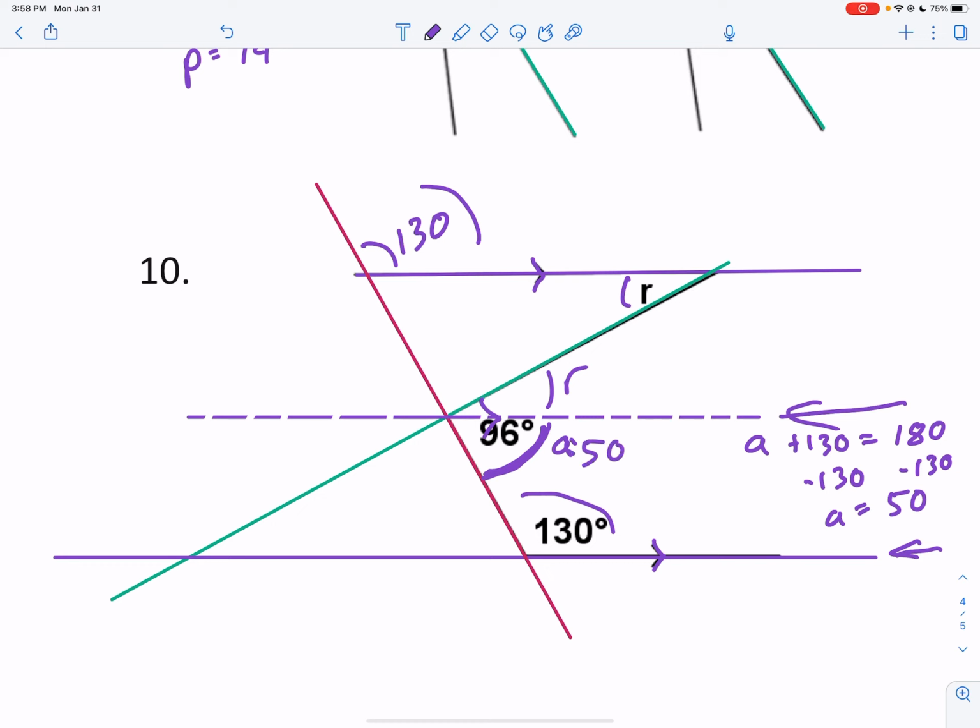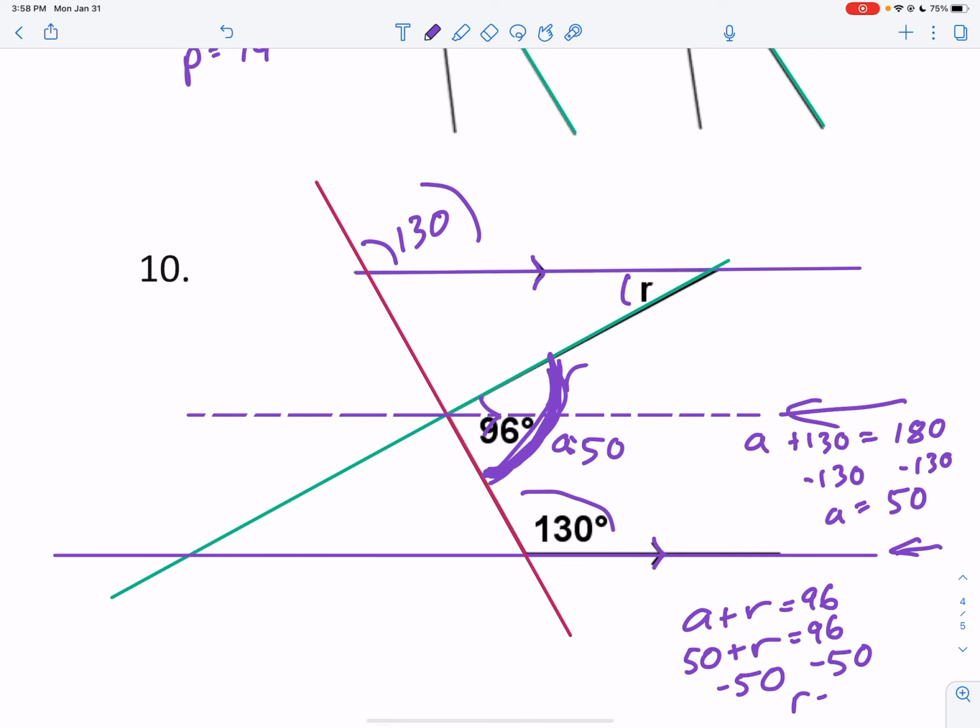Now we need to figure out what R is. Well, that's easy. I don't need the auxiliary line quite as much anymore, because this entire angle includes A plus R, which is equal to 96. So A plus R equals 96. We know what A is. It's 50. Subtract 50 from both sides to get R is equal to 46. R equals 46. Excellent! Great job, everybody.